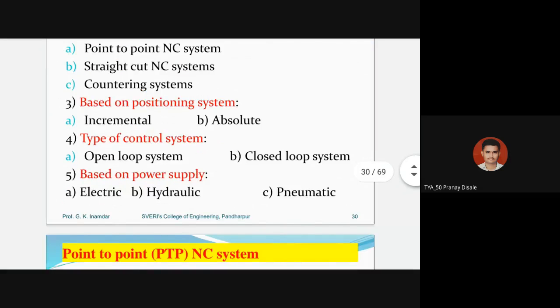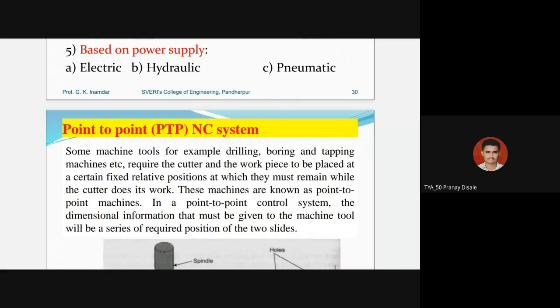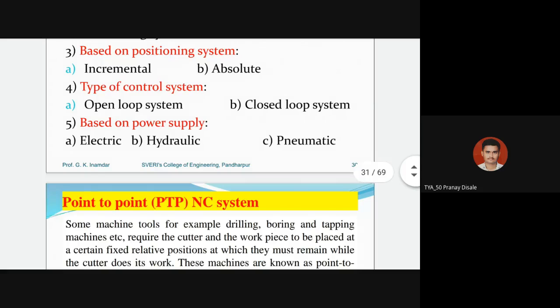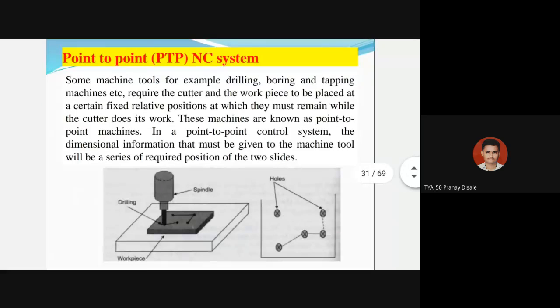These are very simple machines. Now, the point to point NC system is one type based on the motion type. What is point to point? If you see in this image, point to point means whatever program we have given to the machine, it will follow only point to point direction. Suppose there is an engine block, and on the engine block we have to drill different holes for assembly and disassembly. The point to point NC system will follow the program point to point.